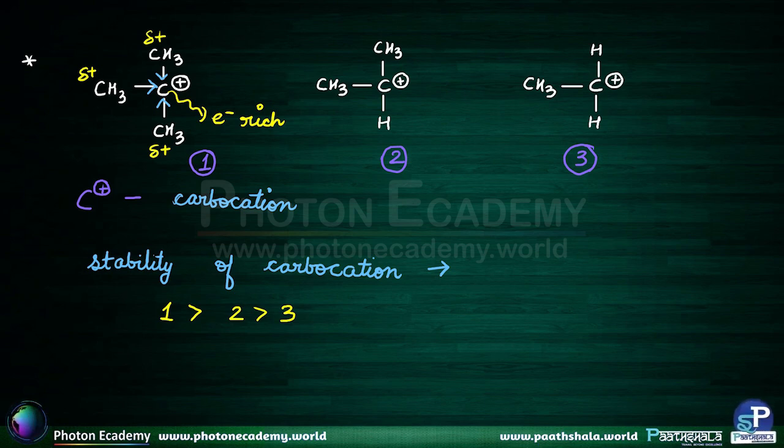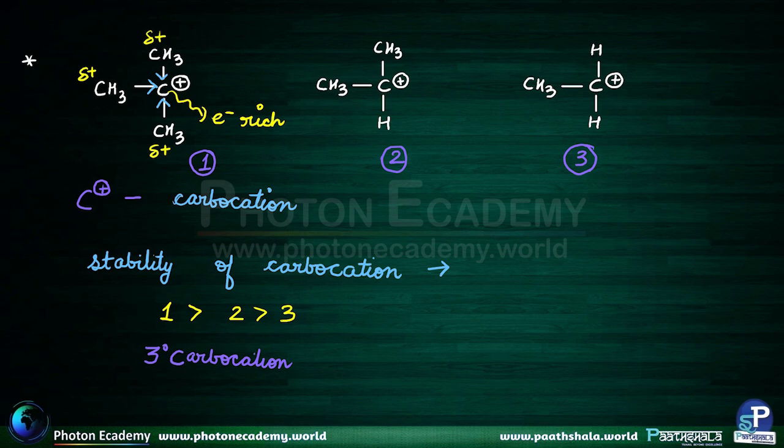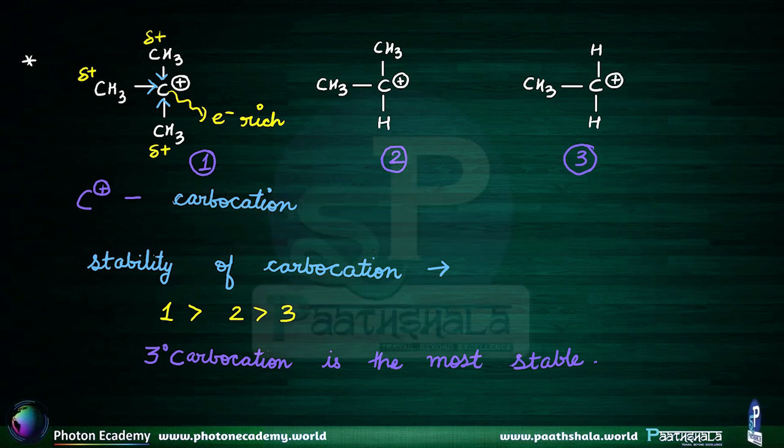Also, I'll tell you another thing here: since there are 3 carbons attached to this, this is a 3-degree carbon. And the 3-degree carbocation is the most stable. So if I ask you the stability of carbocations, we can say that the 3-degree carbocation is greater than the 2-degree carbocation, which is greater than the 1st-degree carbocation.